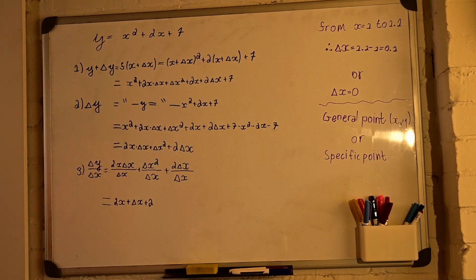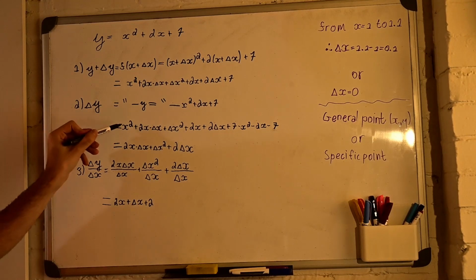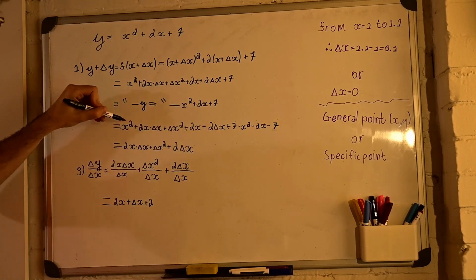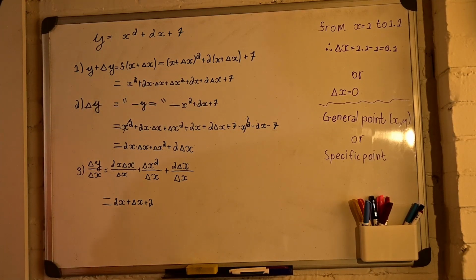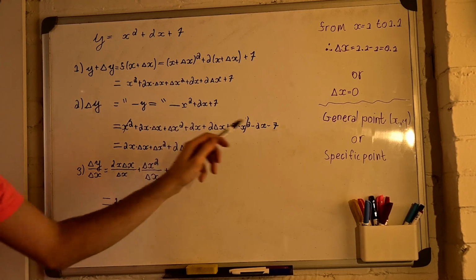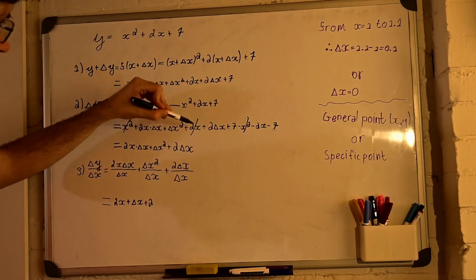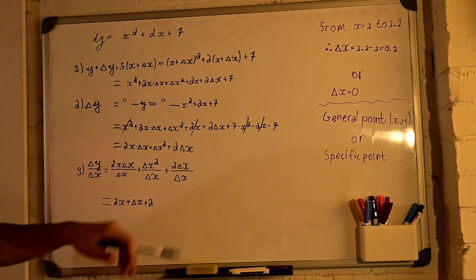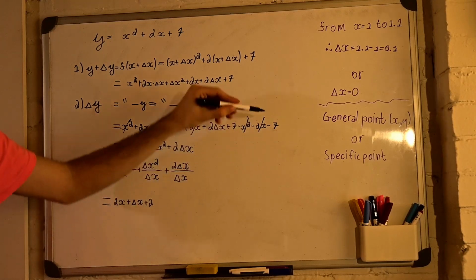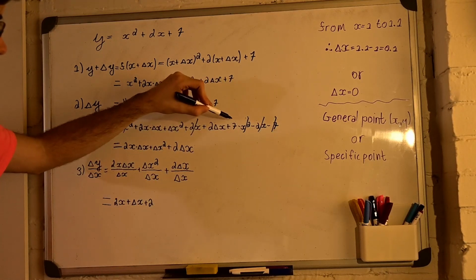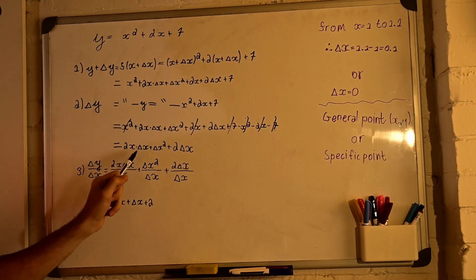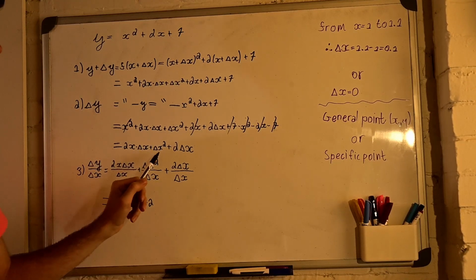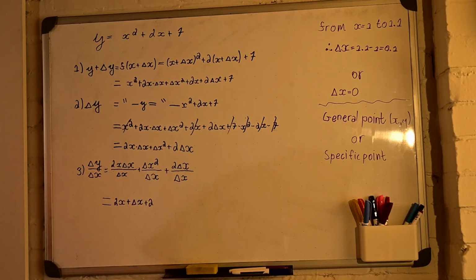So here I wrote it all out. And as you can see, a few things cancel out, right? So we have x squared here and minus x squared here. So x squared minus x squared, those cancel out. Here we have 2x. Here we have minus 2x. Those cancel out as well. Here we have plus 7. Here we have minus 7. And those also cancel out. And so we're left with just 2x times delta x plus delta x squared plus 2 delta x.